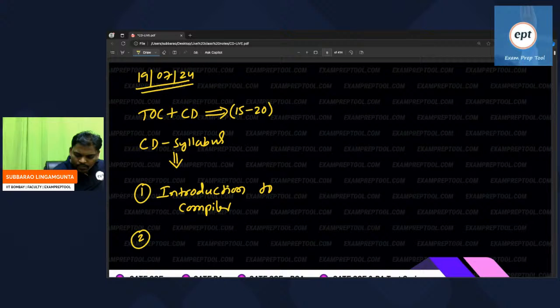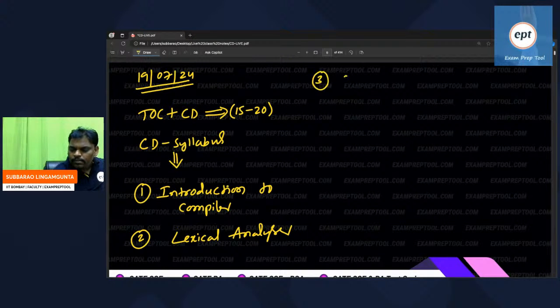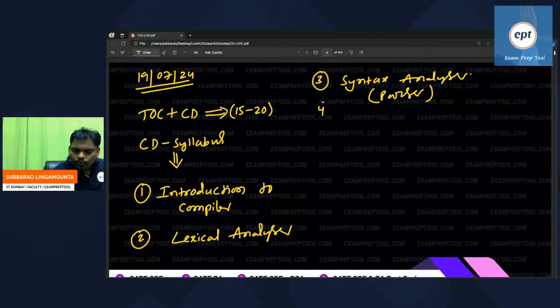Second one, Lexical Analyzer. Third one, Syntax Analyzer, which is also called parser. Fourth one is syntax directed translation.